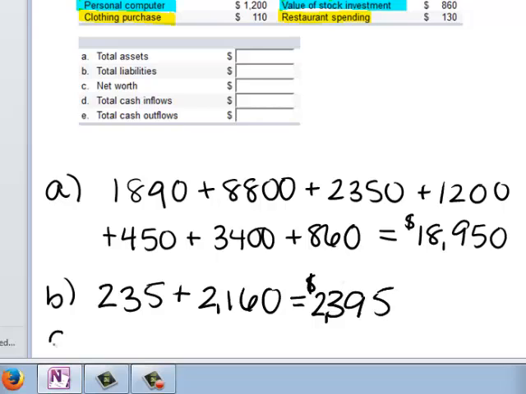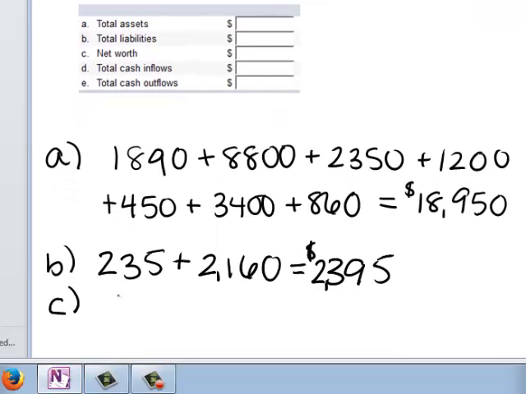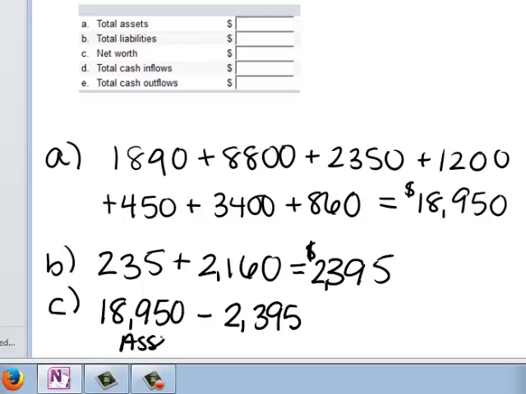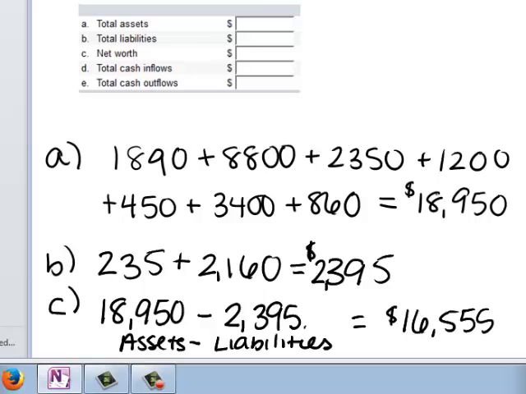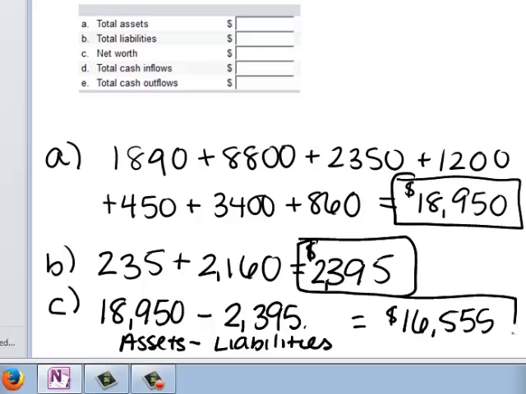All right, and so to answer part C, my net worth is my assets minus my liabilities. So that's how much I have in net worth. And so to subtract these two, I have $18,950, my assets, and I'm subtracting $2,395, my liabilities, and this will give me $16,555. All right, so far I've got my assets, my liabilities, and my net worth.